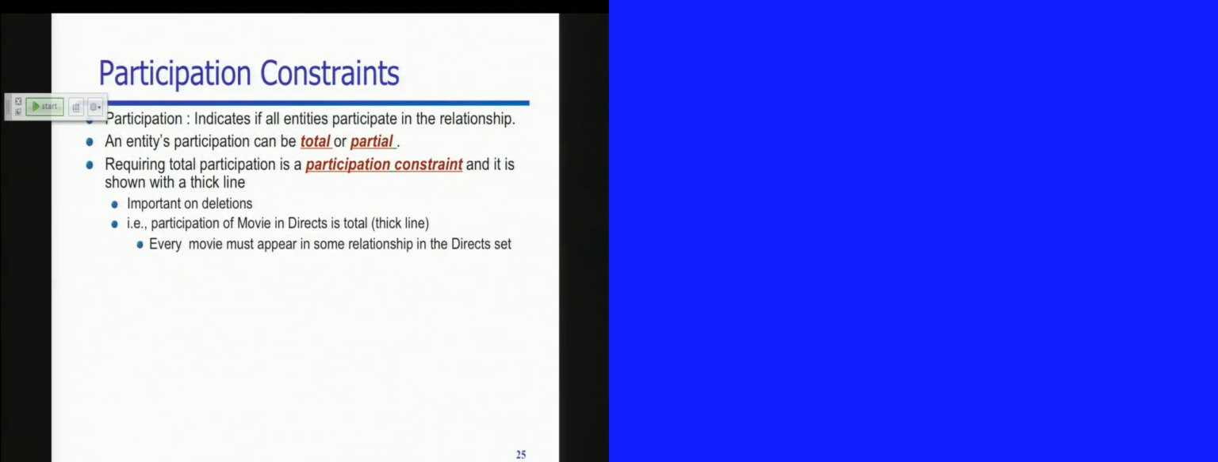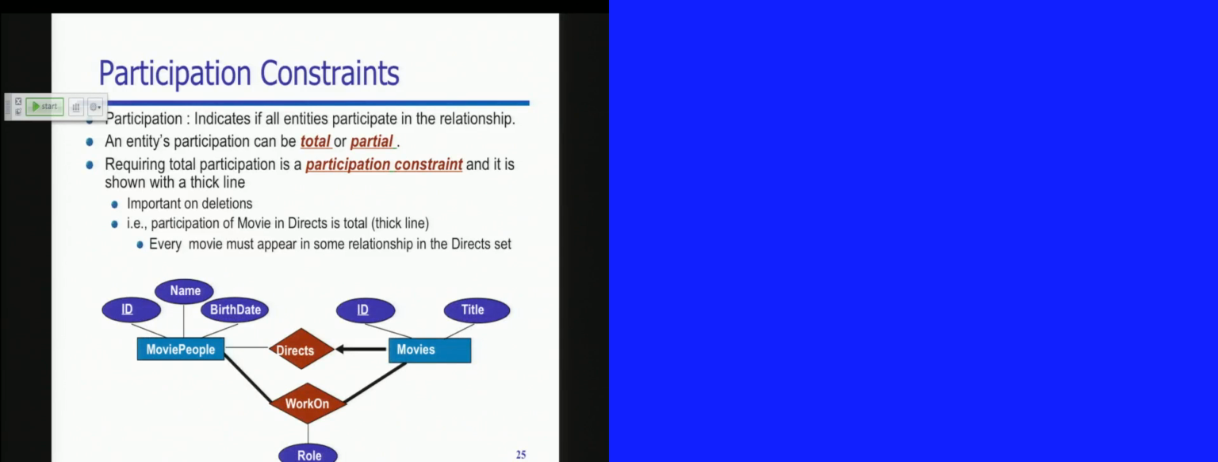But what if we want to say every movie needs to have a director? So we need a new kind of constraint, which is participation constraint. And participation could either be total or it could be partial. It could be the case that I want everybody to participate in a relationship. Every movie has to have a director. I'm not going to allow a movie in my database that does not have a director.